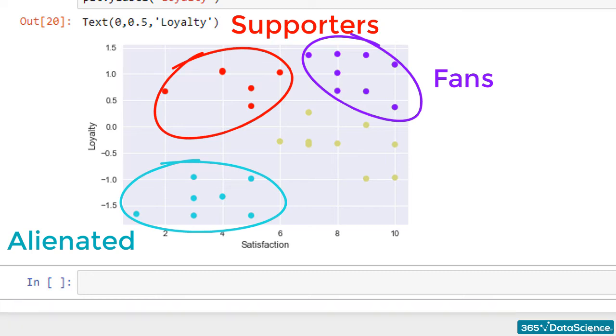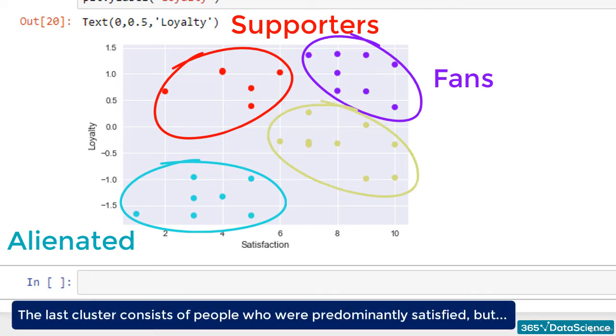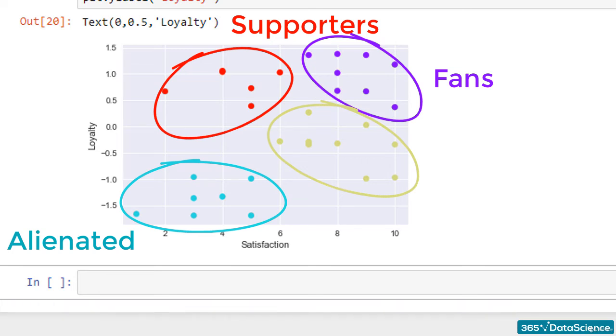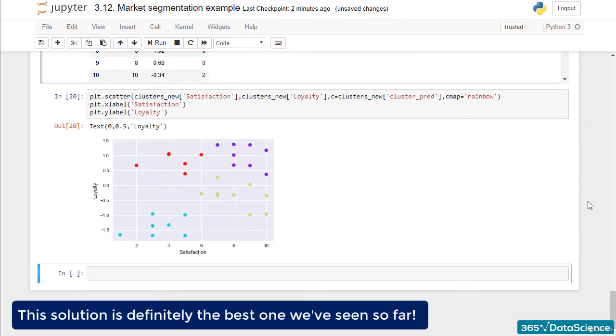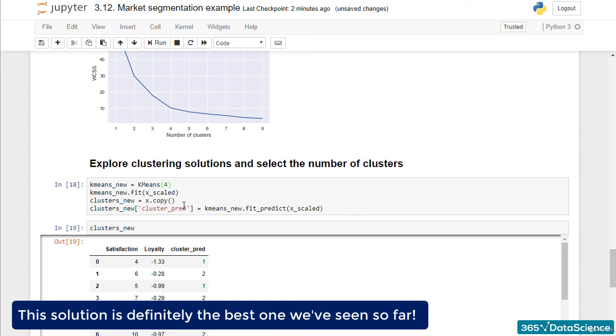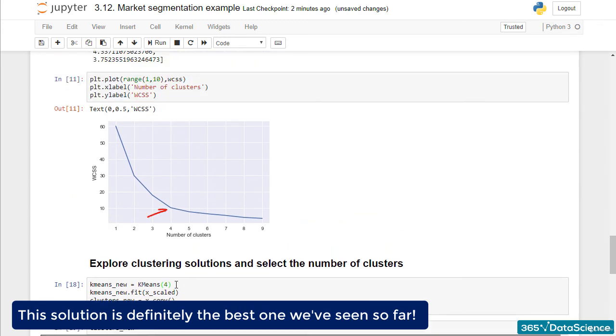Let's name the last cluster. We have people who are predominantly satisfied but not loyal, and some of them are actually disloyal. A term I've seen somewhere to describe such customers is roamers. They like your brand, but they are not very loyal to it. We have all been there for some brand. Okay, this solution is definitely the best one we've seen so far. Here's where it stood on the elbow graph.